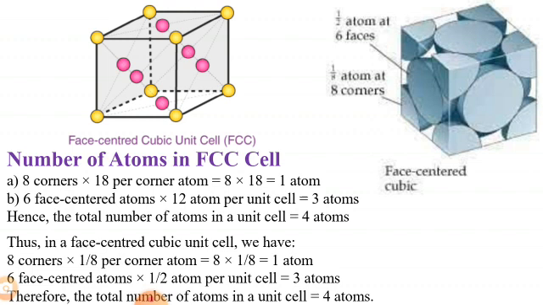And 8 atoms are at the corners, that is 1/8 atom. So 1/8 into 8 corners is equal to 1. So 3 plus 1 is equal to 4. Hence the total number of atoms in a unit cell is equal to 4 atoms. So here we can see in this structure 1/2 atom at 6 faces and 1/8 atom at 8 corners in case of face centered cubic system.